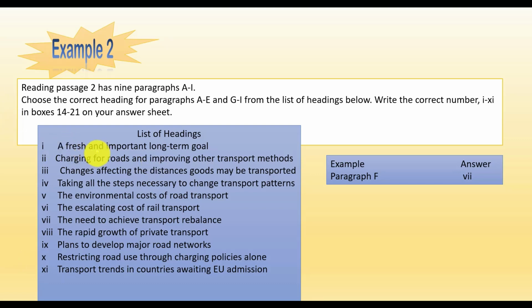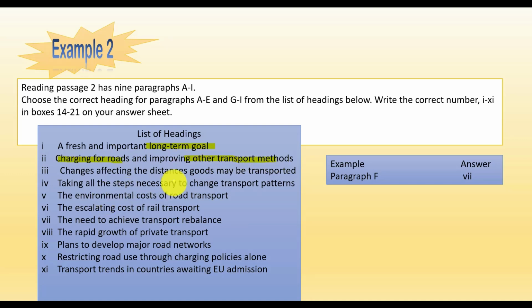A fresh and important long-term goal. A fresh and important are adjectives. We don't choose adjectives as our keywords. We choose them in order to narrow our options. So in this case, our keyword is a long-term goal. Charging for roads and improving other transport methods. That can also be highlighted.